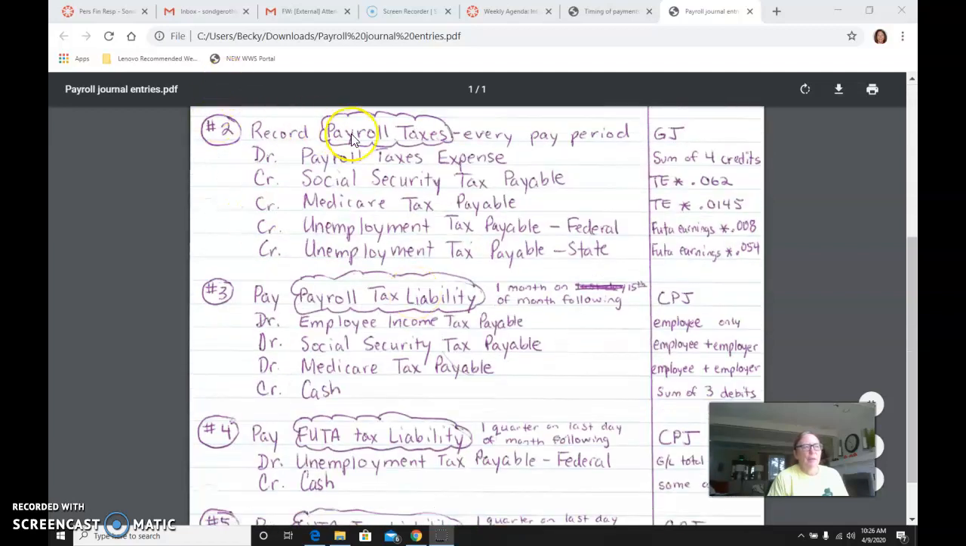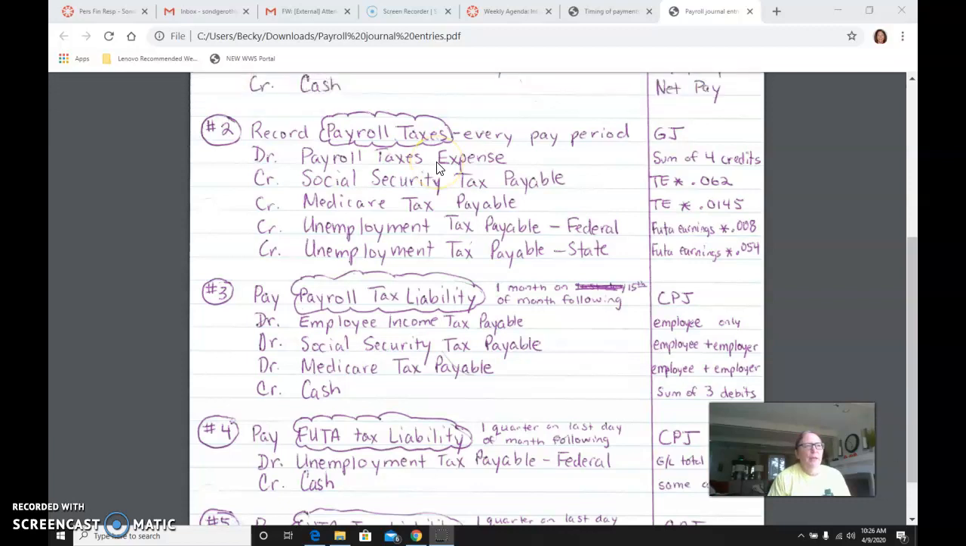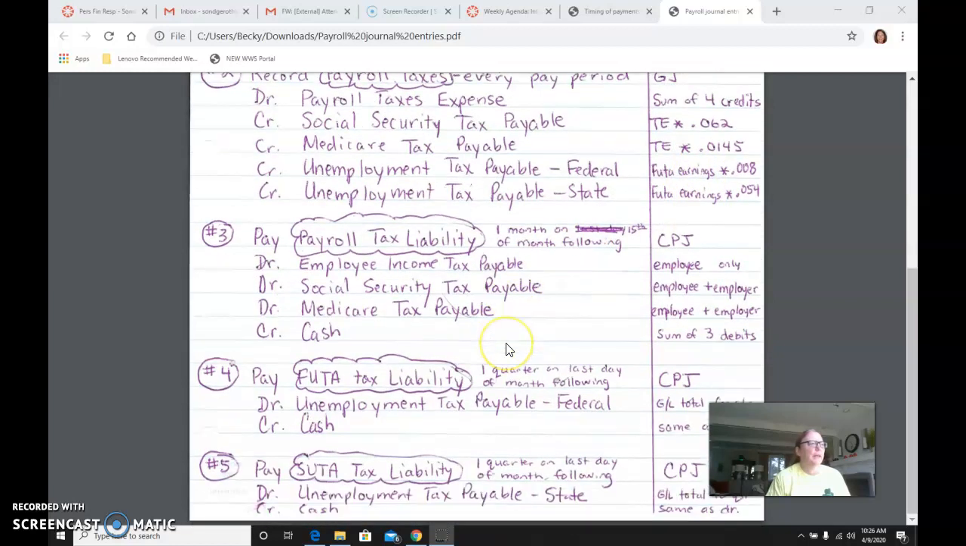The second type of transaction that I do, again, every pay period in the general journal, is record the employer portion of payroll taxes. So we debit payroll taxes expense, and it is based on the sum of these four that we know how to compute, and we credit those liabilities. So TE is taxable earnings. And then FUTA earnings up to $7,000 at this point, and we went through that.